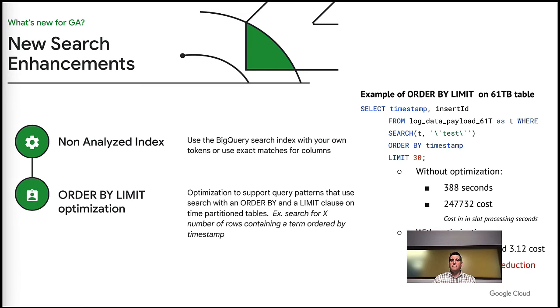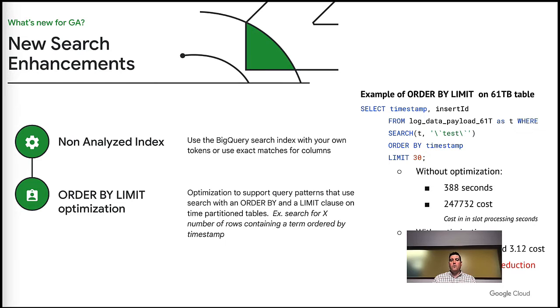Some new enhancements as we go to GA, that we now have support for non-analyzed indexes. So by default, if you give us some free text data and tell us to index it, we will break that up according to some rules that we know about logging data. We have some knowledge around things like email addresses and IP addresses. But if you wanted to bring your own search terms and just use our index for the fast lookups, you can now do that with our non-analyzed index.